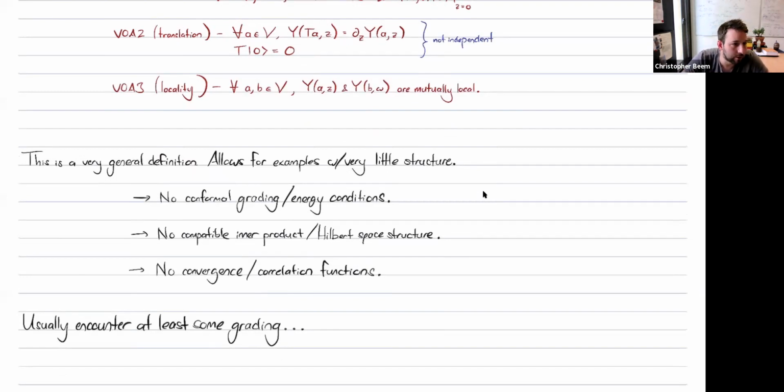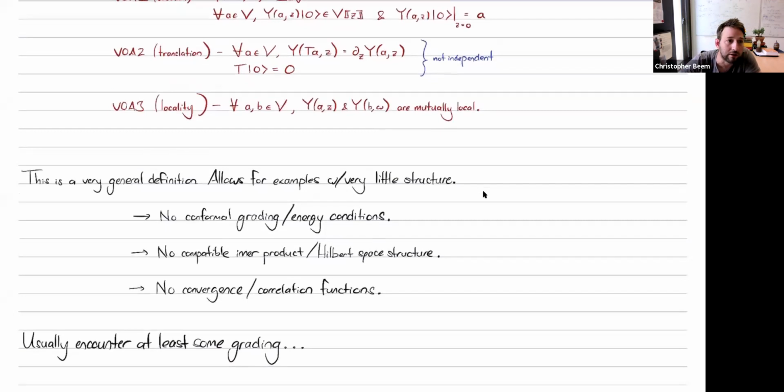So I haven't talked about energies of states or any sort of grading like we would normally have in a conformal field theory, where states and operators are labeled by conformal dimensions. We're not assuming that the vector space of states has a norm or an inner product or some Hilbert space structure. And so there are no convergence conditions that we can ask for the various formal series that we're getting in z. Nevertheless, this is a perfectly good definition, modulo my not being totally sure about the answer to Slava's initial question.